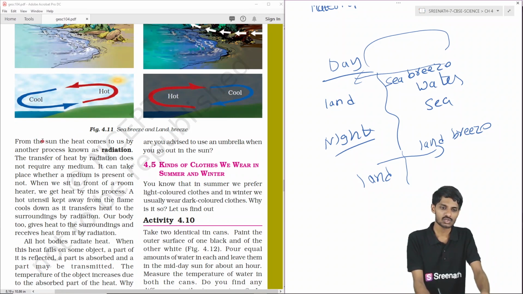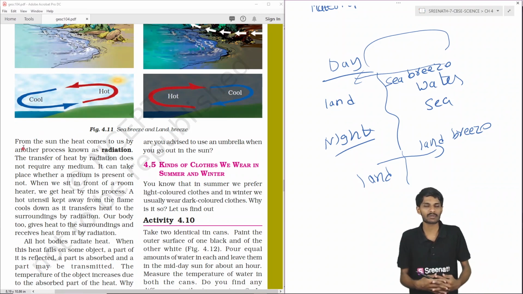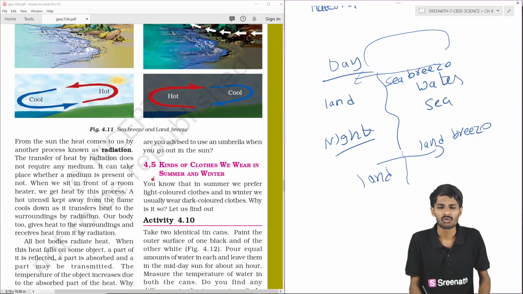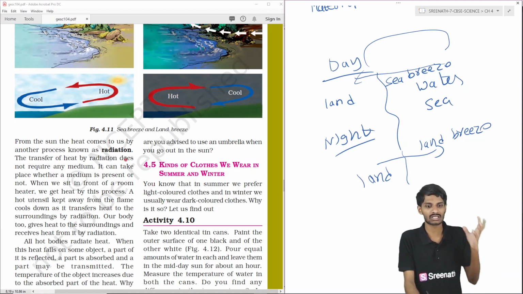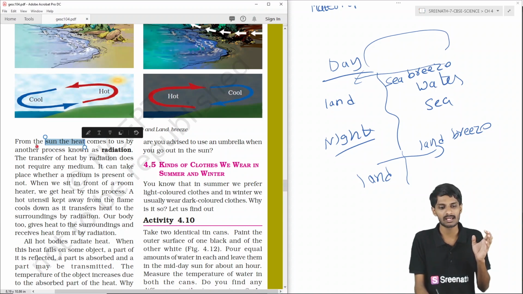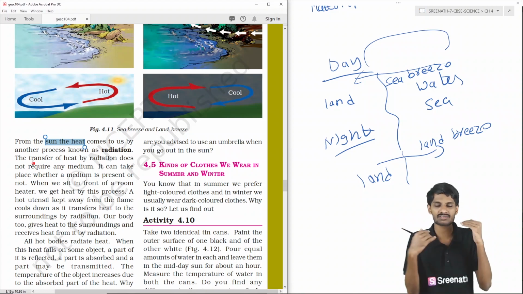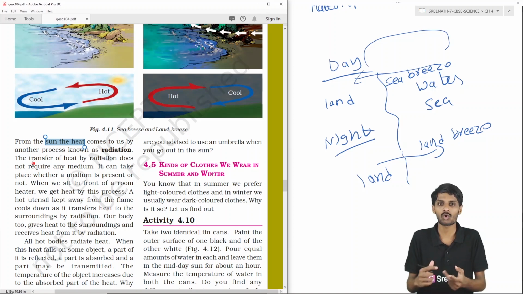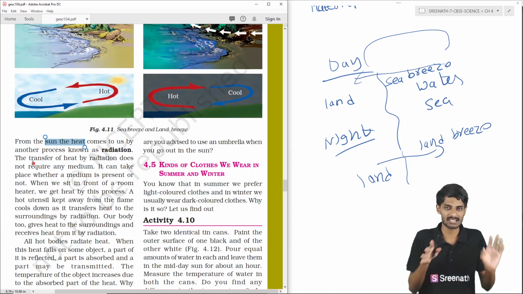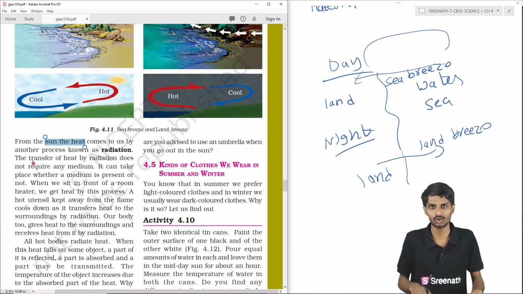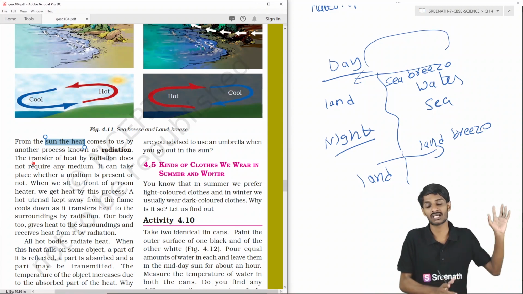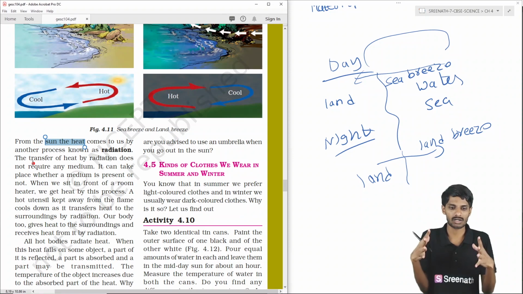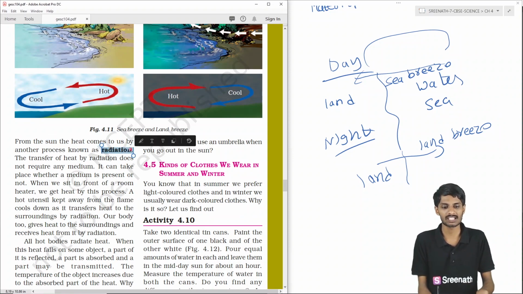And one more thing, students: when you go out in the day, what happens? You will feel very hot. How do you feel hot? The heat from the sun is transferred to us by another process. Why? Because there is no medium like air or water between the sun and us. There is some vacuum also. Even though there is a vacuum, the heat is flowing from the sun to us. That's why we feel hot in the summer. That process of transfer of heat is called radiation, students.